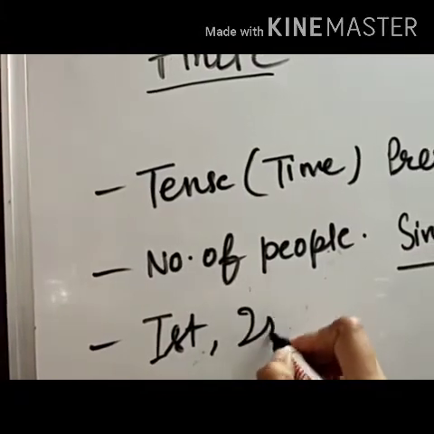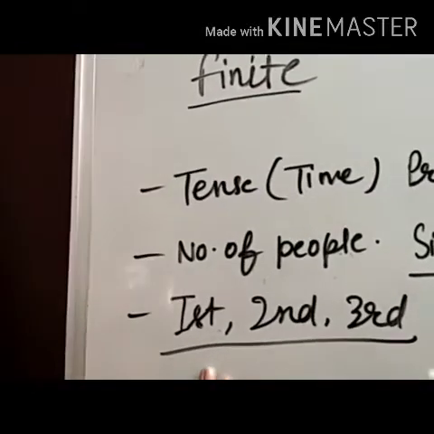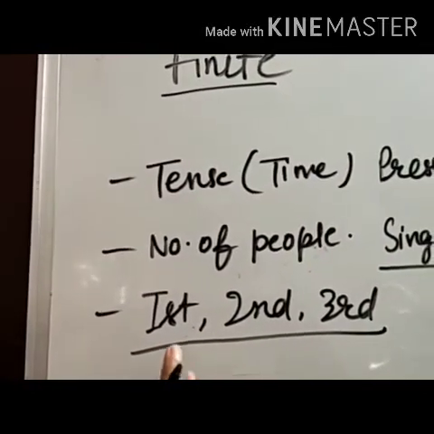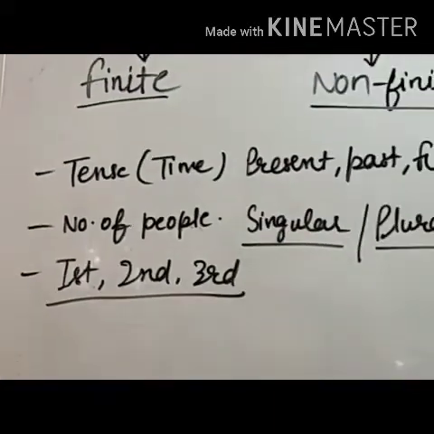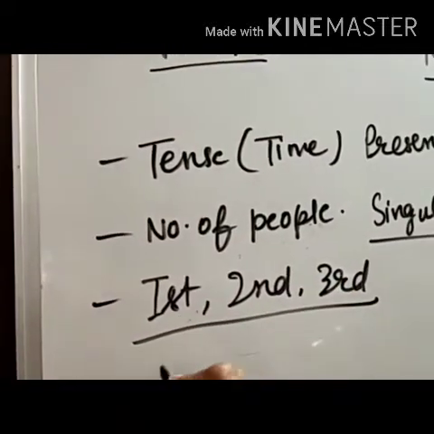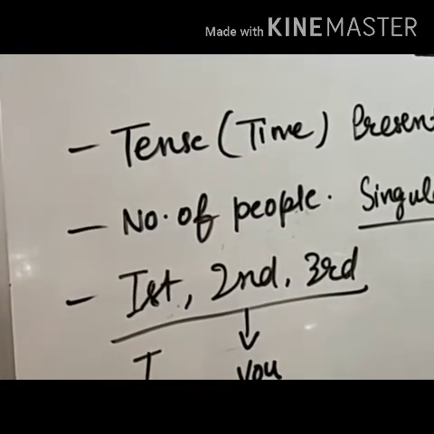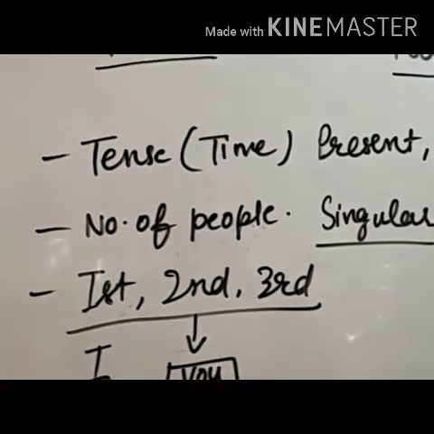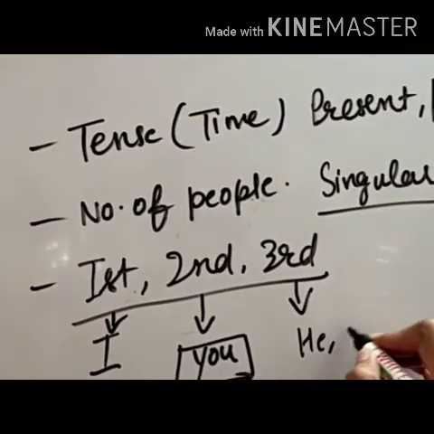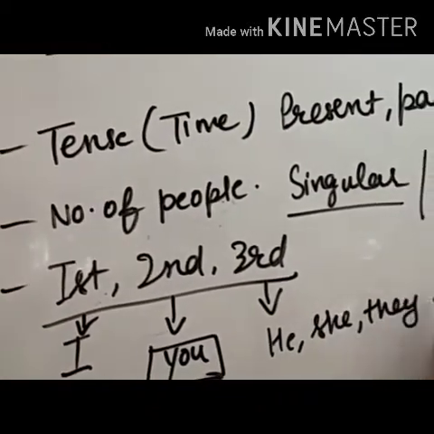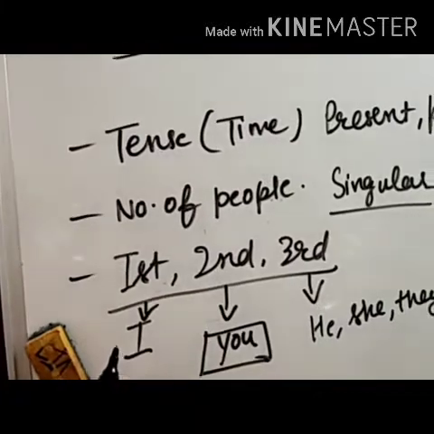Next is first person, second person, third person. When you have to change the verb according to the person, whether we are talking about first person, second person, or the third person. I hope you know what is first person. When I am talking about myself, I. Second, when you are talking to a second person, you, your, and third, when you're talking about someone else, he, she, they, etc. So let's discuss finite verb more deeply.